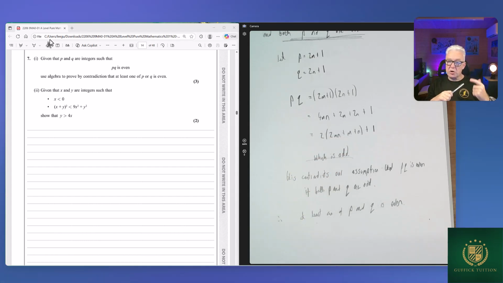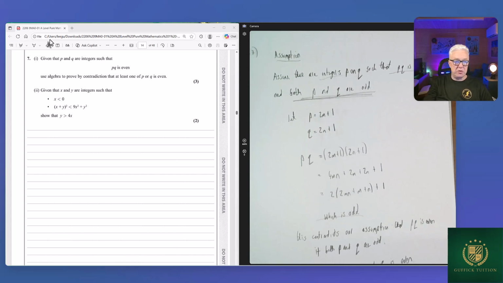Now this contradicts our assumption that, given that both p and q are odd, p times q is even, because what we found is p times q is odd, whereas our initial assumption said we're going to assume that p and q are integers and that p times q is even. So we've got a contradiction. We're assuming that p times q is even, but we found it to be odd. So therefore the opposite must be true, and at least one of p and q is even, as required. So that's our proof by contradiction.